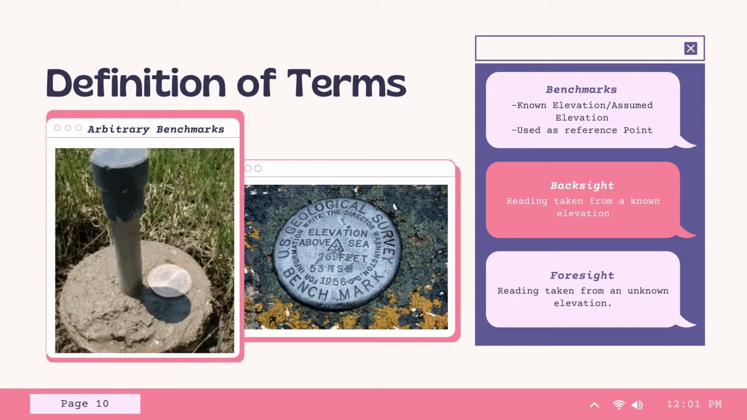So next is the backsight. Backsight is a reading of a known elevation. It is a measurement that is taken on the top of a known elevation. So next is the foresight. Foresight is the opposite of backsight. It is a reading of the unknown elevation. So it is a reading or measurement taken at a specific point in which the elevation is not yet known.